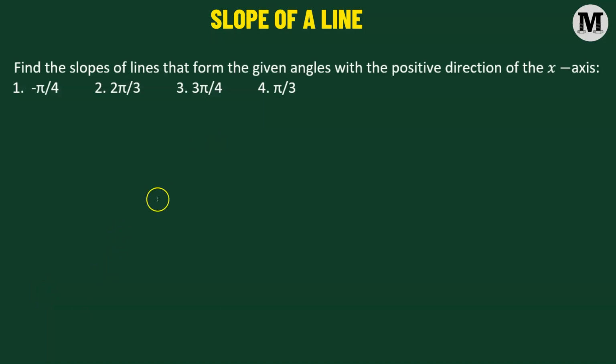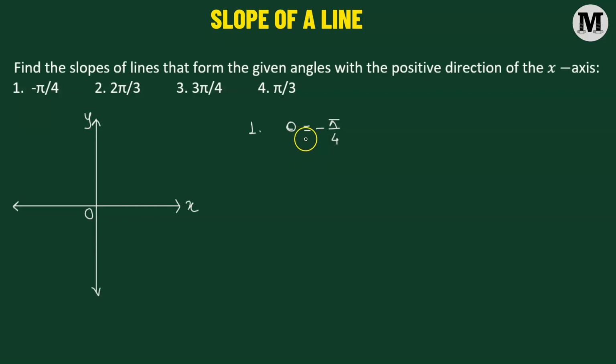Find the slopes of lines that form the given angles with the positive direction of x axis. Let us begin. So we begin with part 1. Here we have an angle theta, which is given as negative pi over 4. Theta is the angle made by a line with the positive direction of x axis. So we are required to find out the slope of that particular line.